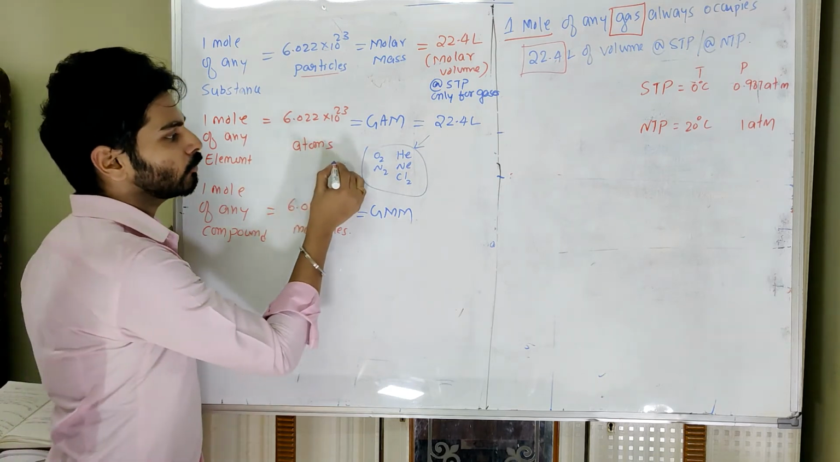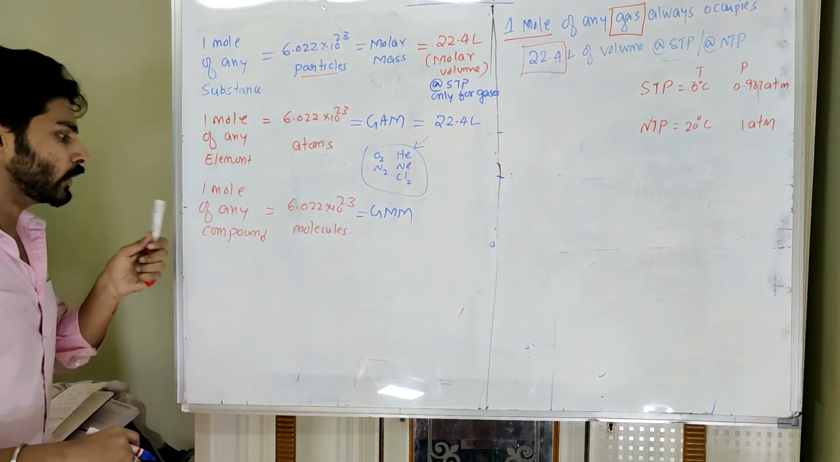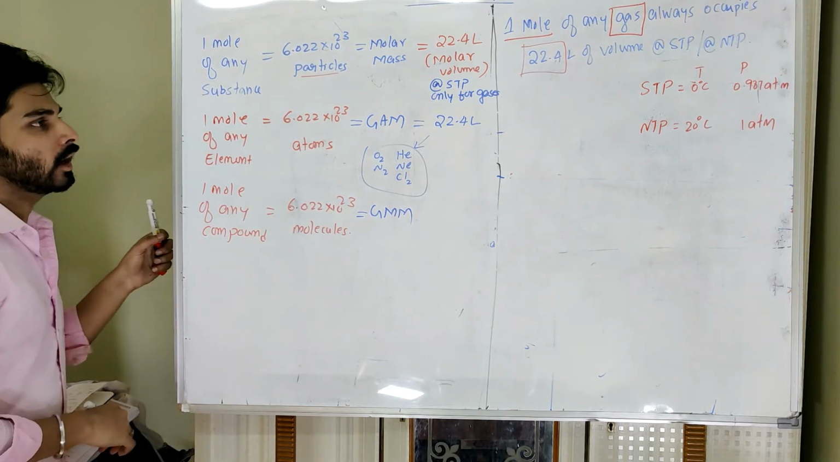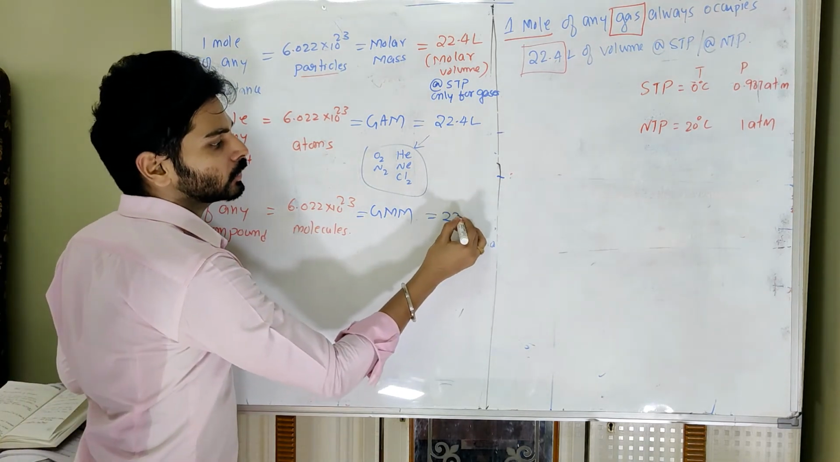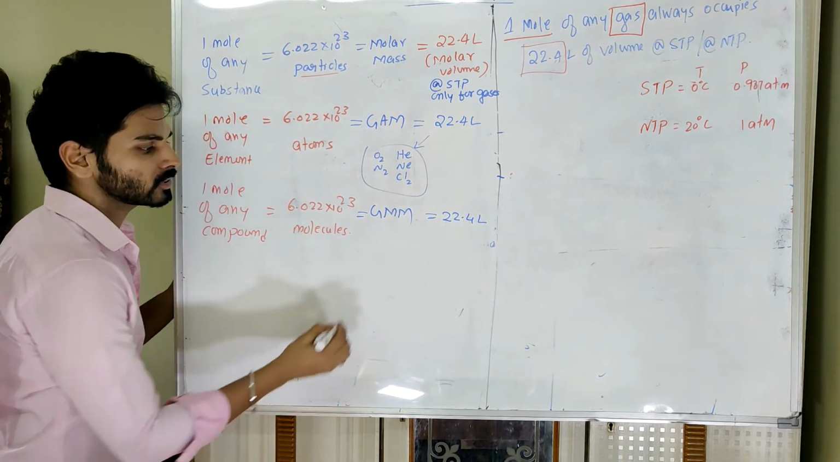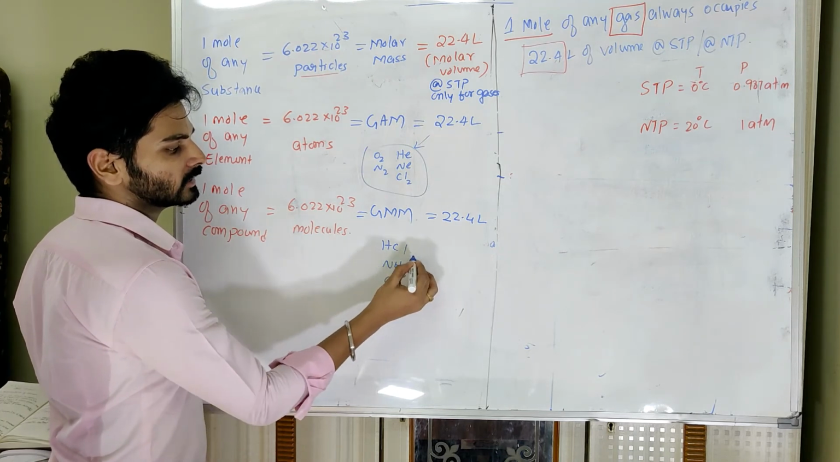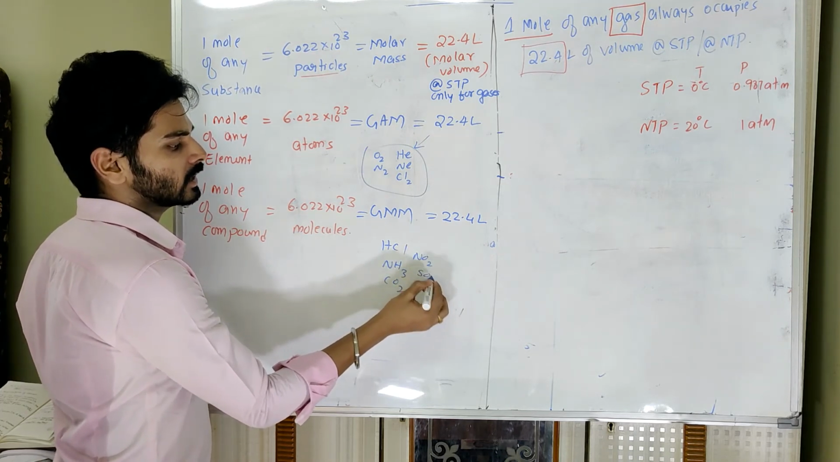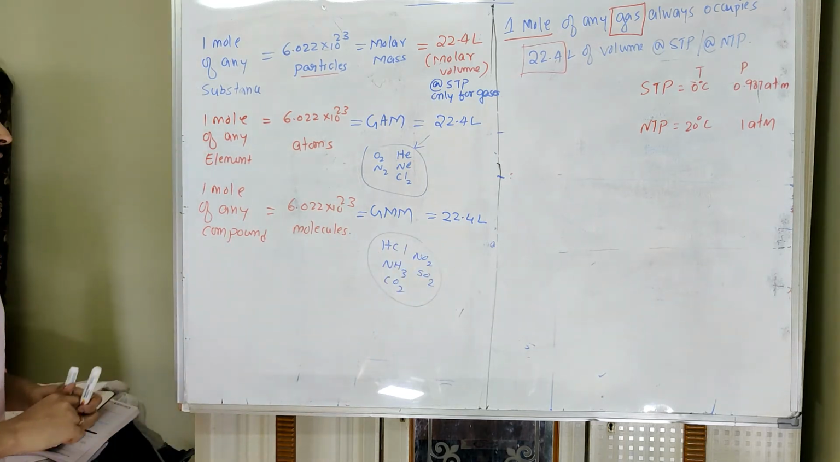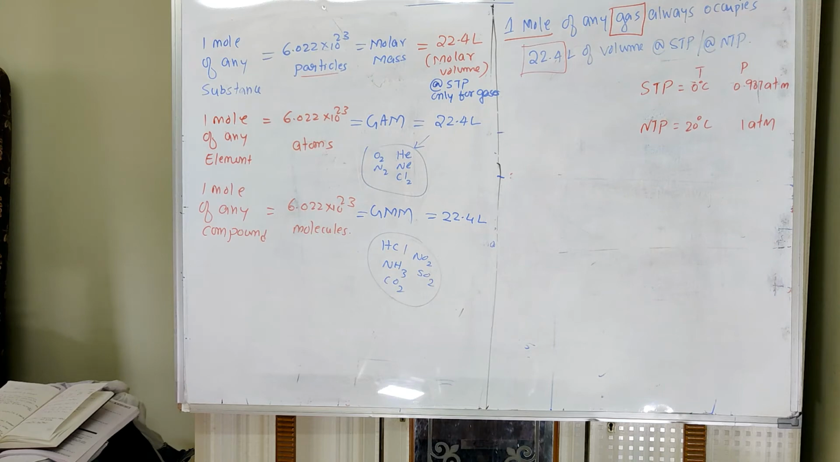Now if I go for compounds, in the case of compounds also, it can be equal to 22.4 liter. Compounds like HCl, ammonia, CO2 gas, NO2 gas, SO2 gas, these all are compounds in gas form. So they will occupy 22.4 liter of volume at STP if I am taking 1 mole. So remember, this is for 1 mole. If I am talking about 2 mole, then this will become double. 3 mole, then it will be thrice of this.